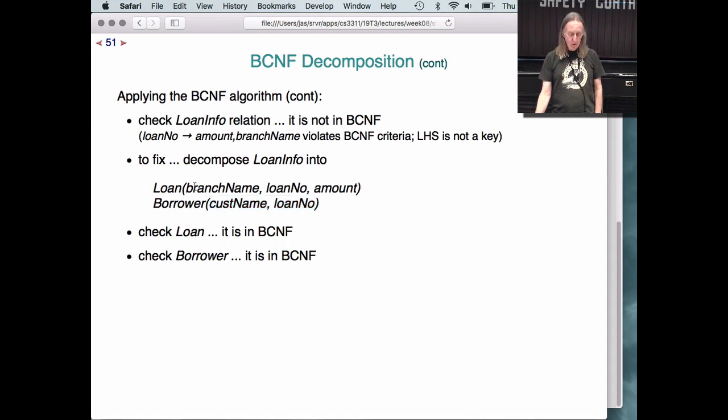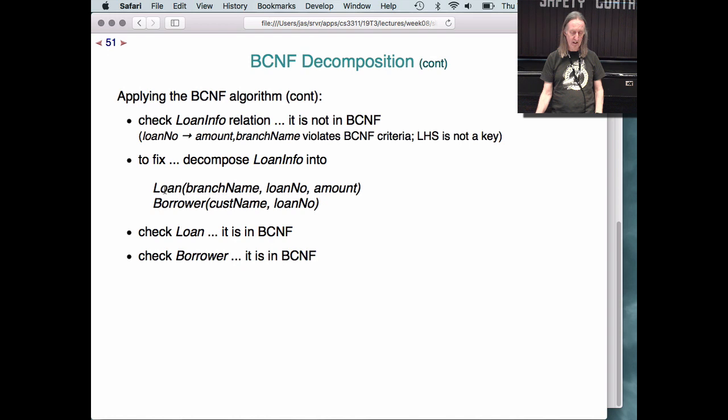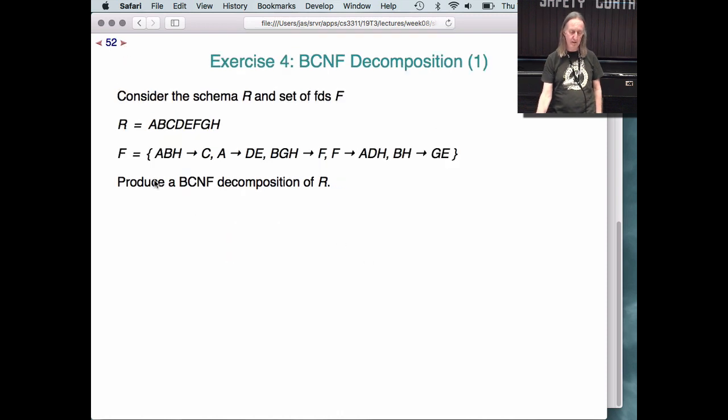And for the loan table, it was based on this particular functional dependency, which means loan number is the key, and that's the only functional dependency relevant to the table. Therefore, it must also be in BCNF. So now we've got three tables. We've got our branch table, our loan table, and our borrower table, all of which are in BCNF. Therefore, the whole schema is in BCNF. Right, so here's something we can probably do before the break.